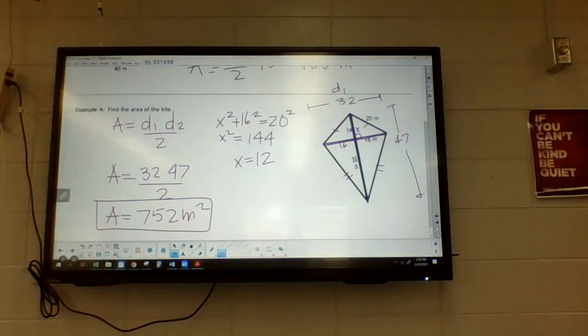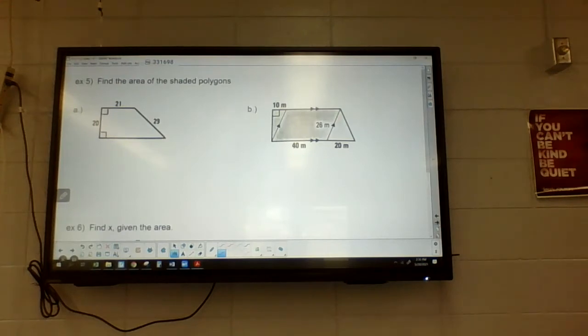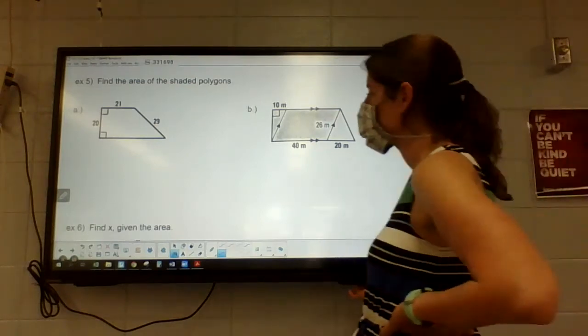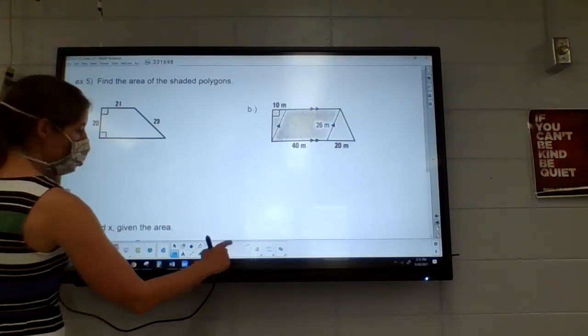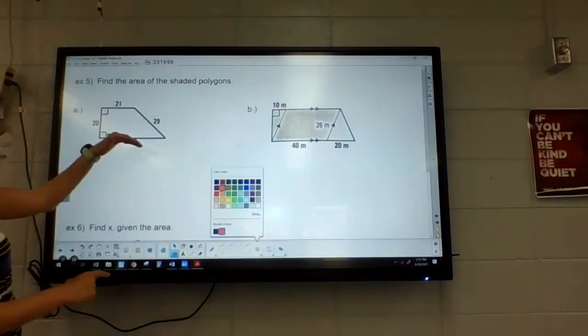We have a few more to finish up here. This is similar to what we were doing as part of our homework today. I probably could have actually done this with you guys yesterday. These are technically, I guess you could say they're technically trapezoids, but I don't know if we have enough information to use the trapezoid rule for them. So if this is a trapezoid, we don't know the one base.